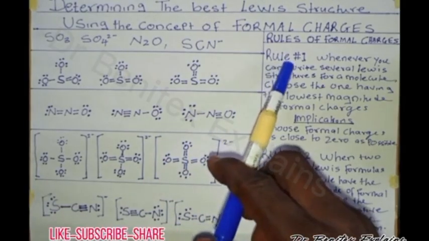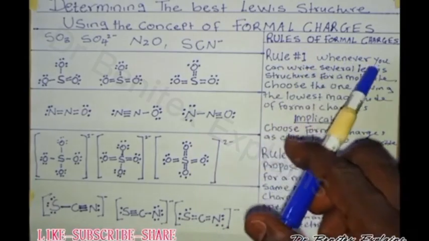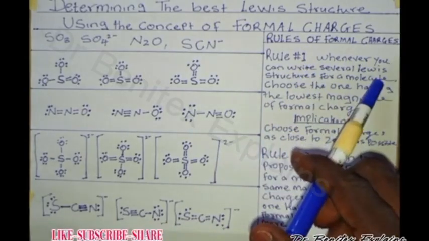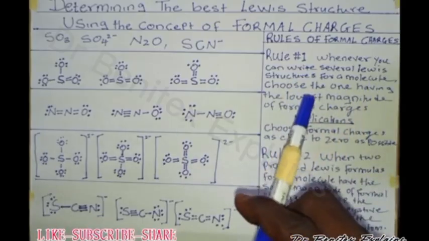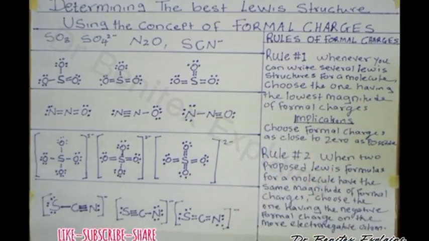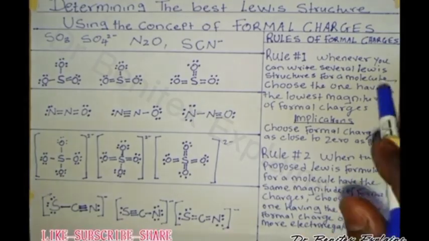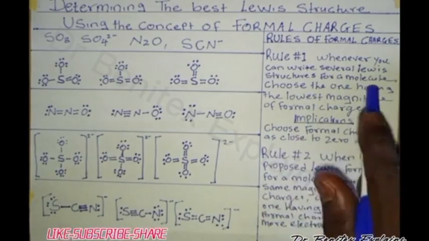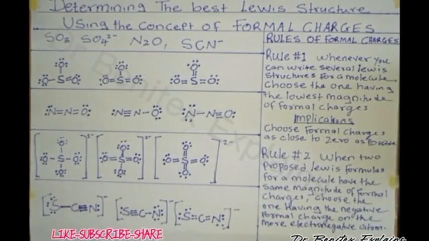Rule number 1 says whenever you can write several Lewis structures for a molecule, choose the one having the lowest magnitude of formal charges. When we say magnitude of formal charges, we mean the numerical values. For example, if you have formal charges such as -1, -1, -2, the magnitudes of the charges here are 1, 1, and 2 respectively. So rule number 1 is saying whenever you can write several Lewis structures for a molecule, choose the one having the lowest magnitude of formal charges.